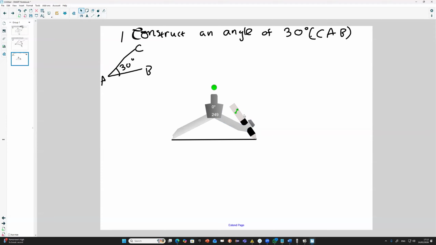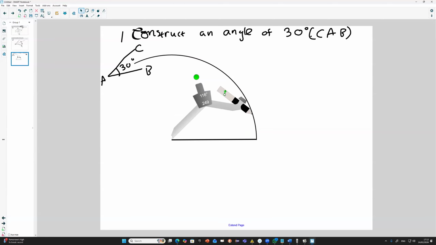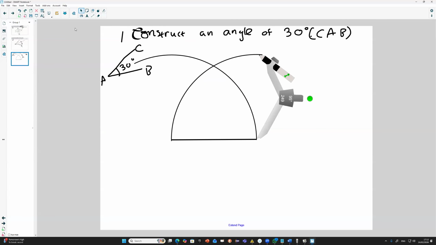Okay, so we draw an arc. We've gone from one end of the line to the other. We draw the arc, and then we do the same thing on the other end of the line, like that. And then can you see that we have now drawn a 60-degree angle? So I've got ABC, and this is 60 degrees. Then all I've got to do is bisect that angle that I've just drawn.